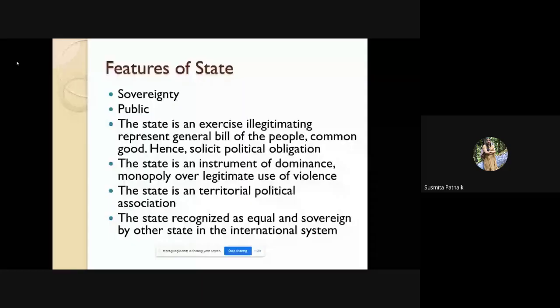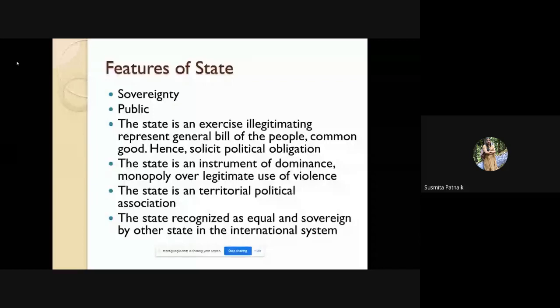Will, that is will. The state is an exercise in legitimation, representing the general will of the people, the common good, and soliciting political obligations. The state is an exercise in legitimations. Okay, it means that there will be some law.